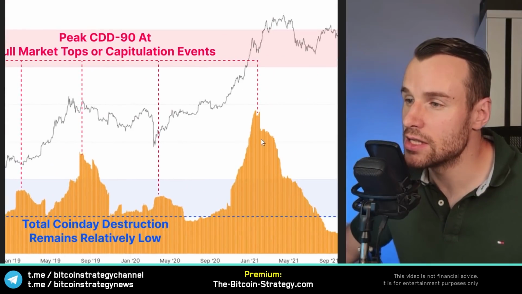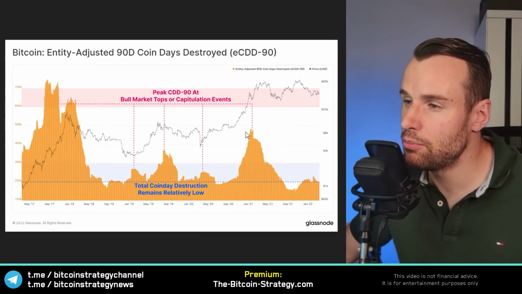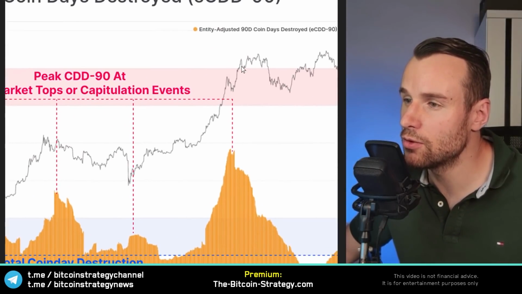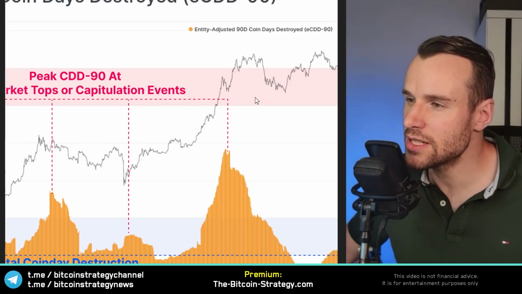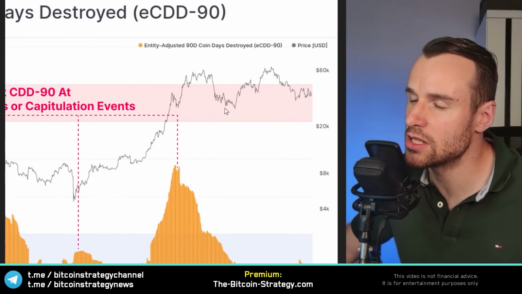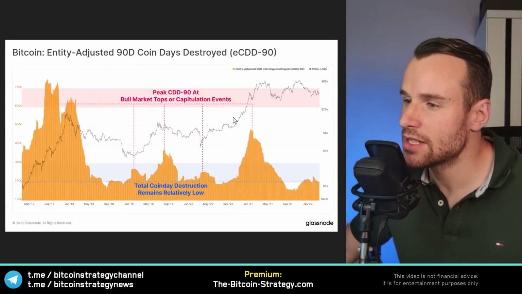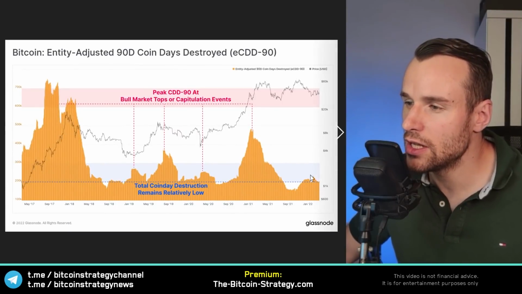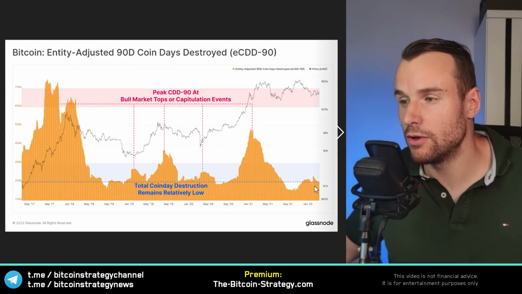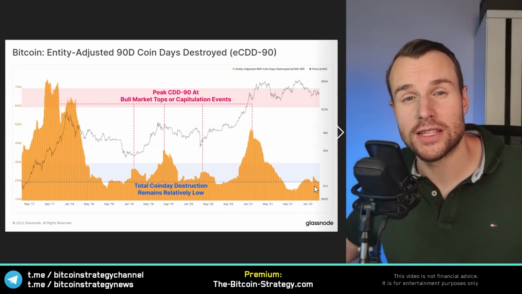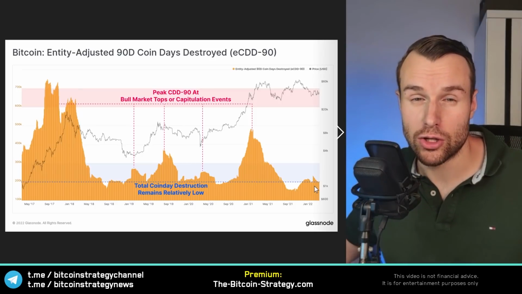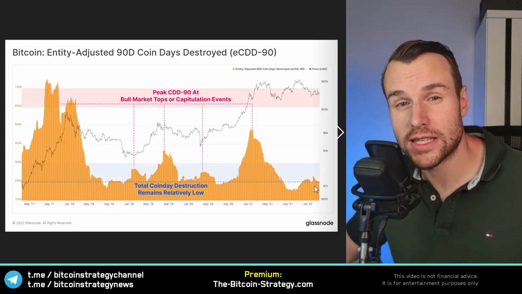And so where is this currently? We see another peak over here at the beginning of 2021. And since then, we went pretty much sideways in Bitcoin, right? We moved between 30K and 60K. And currently, those coin days destroyed are comparatively low. I personally interpret this as the market is currently not overheated. There's not a lot of excitement happening.